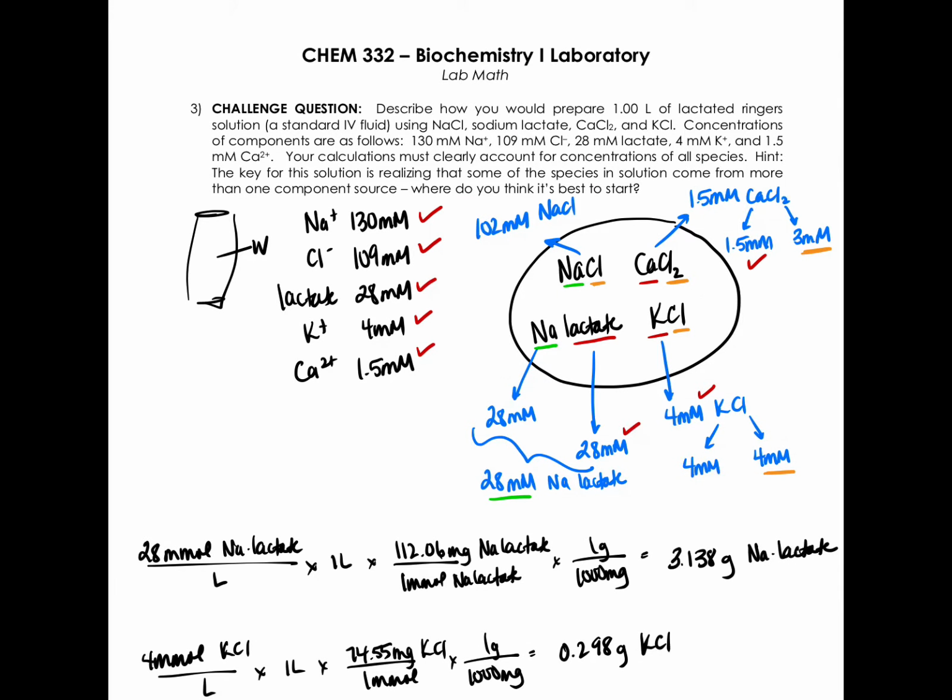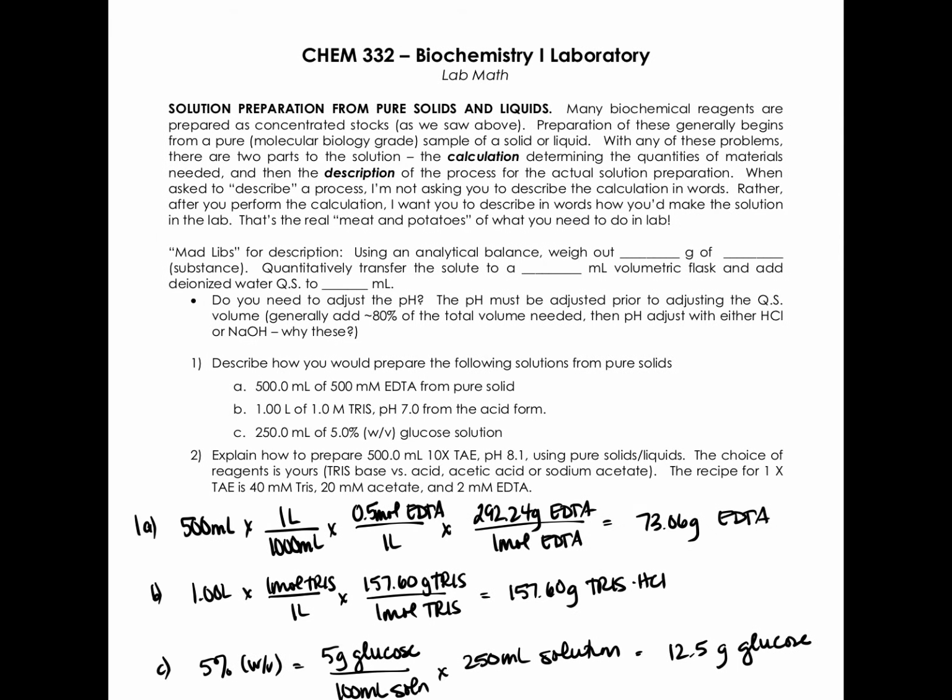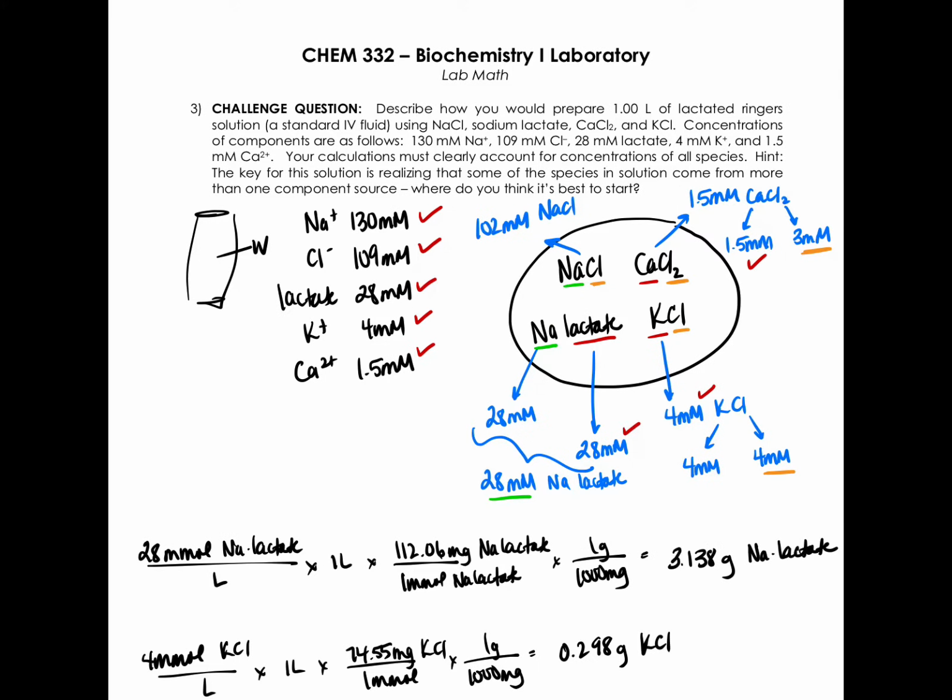So for this sample video, I'm not going to go through writing the description as well, but remember our description comes in this Mad Libs form. So basically using an analytical balance, we would weigh out the 4 masses that we determined of those 4 different substances, quantitatively transfer the solute to a 1 liter volumetric flask, add deionized water quantity sufficient to 1,000 milliliters or 1 liter. Again, with this specific problem, it doesn't say anything about pH, so we're not necessarily adjusting to physiological pH in any way, but that is likely what happens here.